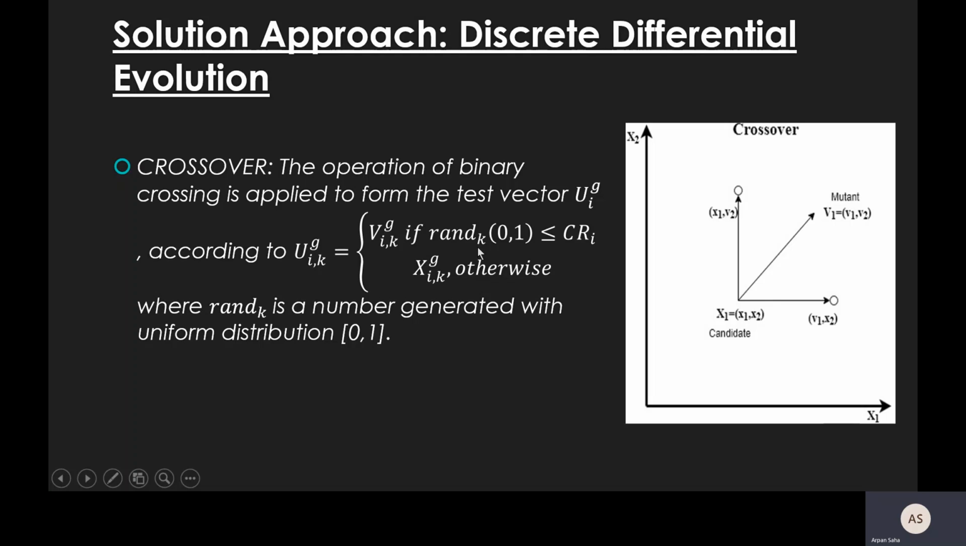In our particular case, we have to generate a random number for all the sequence positions or for all the orders. The crossover probability is a parameter which is to be mentioned beforehand. If the random number is less than the crossover probability, then we simply use the mutant vector as the test vector. Otherwise, we will use the target vector as the test vector. In this way, after crossover, we are able to get a set of test vectors from the target vectors and mutant vectors.